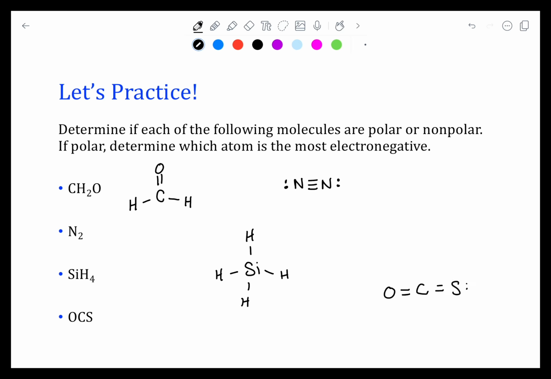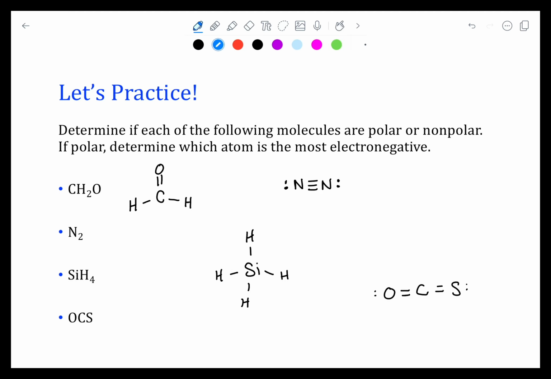Okay, you can have other variations of this, like oxygen single bonded carbon, triple bonded sulfur. You could have multiple different versions of it, but because polarity of bonds is not affected by if it's a double or a single or a triple bond, you can draw it any way and your answer will still be the same. So let's look at some electronegativities.